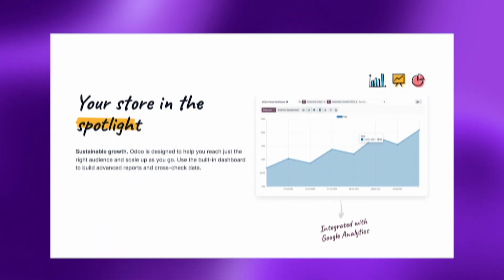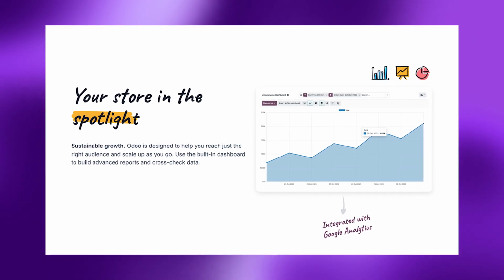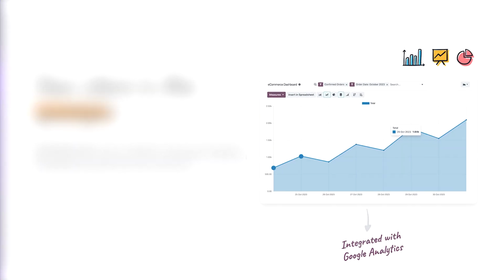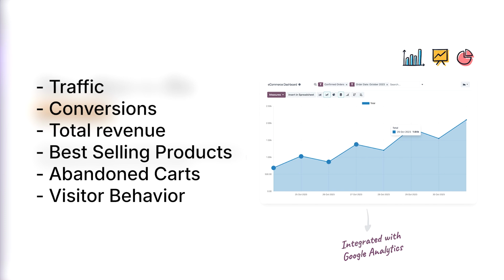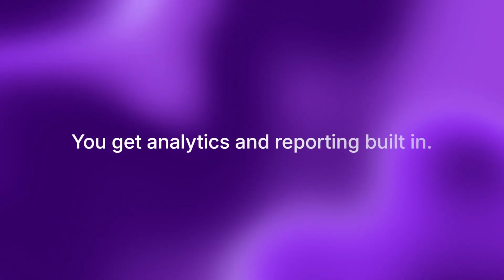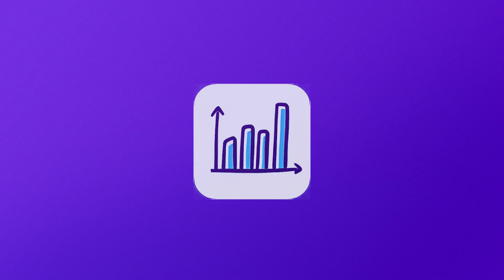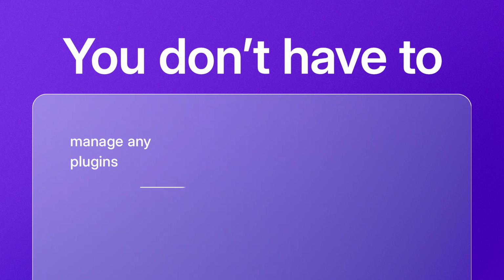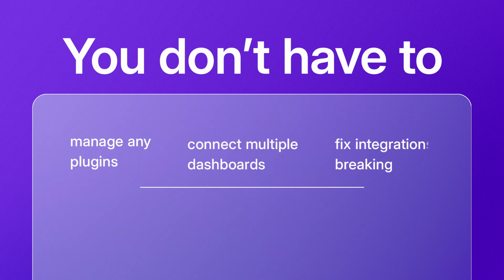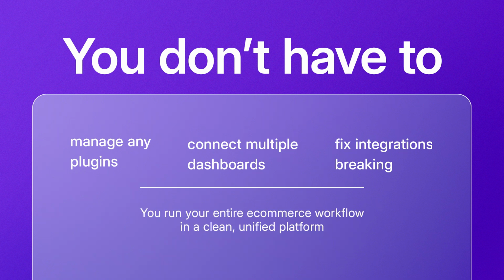You can track your entire store performance without installing anything extra. Odoo shows you traffic, conversions, total revenue, best selling products, abandoned carts, and visitor behavior. You get analytics and reporting built in. Everything stays inside one system. You don't have to manage plugins, you don't need to connect multiple dashboards, and you don't need to worry about integrations breaking. You run your entire e-commerce workflow in a clean, unified platform.